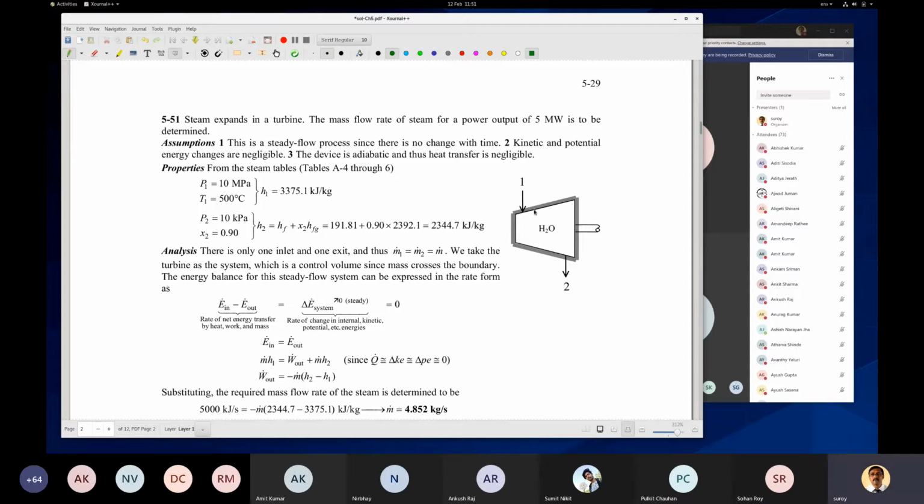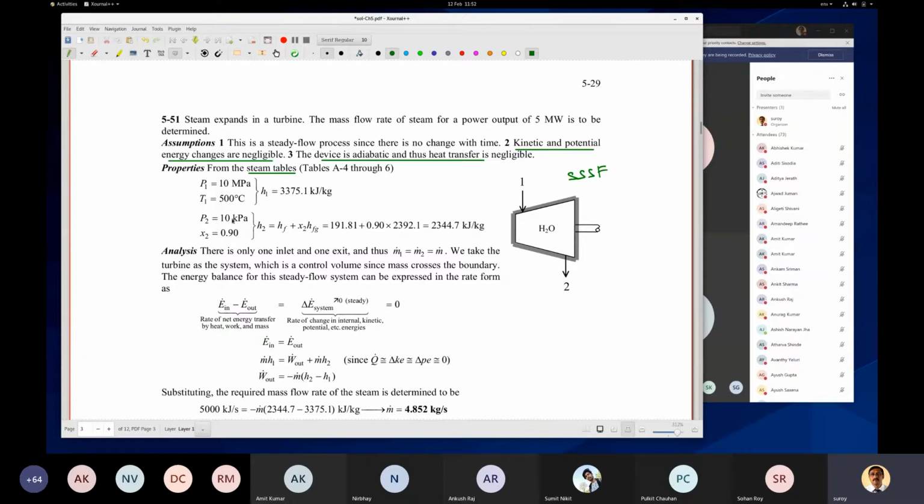So this is of course for a steam turbine. Steady state, steady flow, adiabatic. And change in kinetic and potential energy negligible. So from the steam tables, you are able to get the property if it is known. So this is H, the enthalpy. You can look up the enthalpy at 10 megapascal and 500 degrees centigrade.